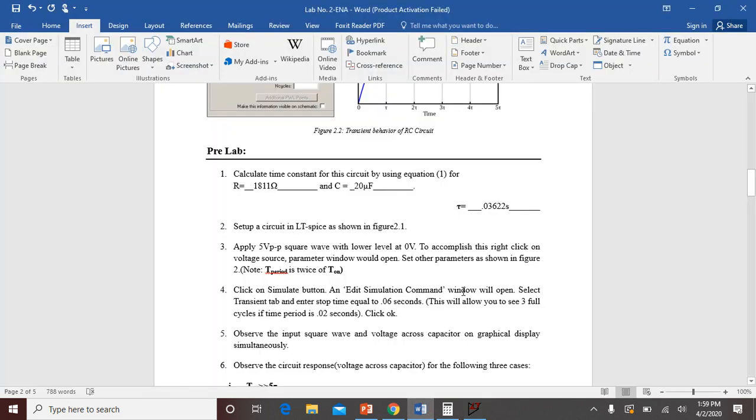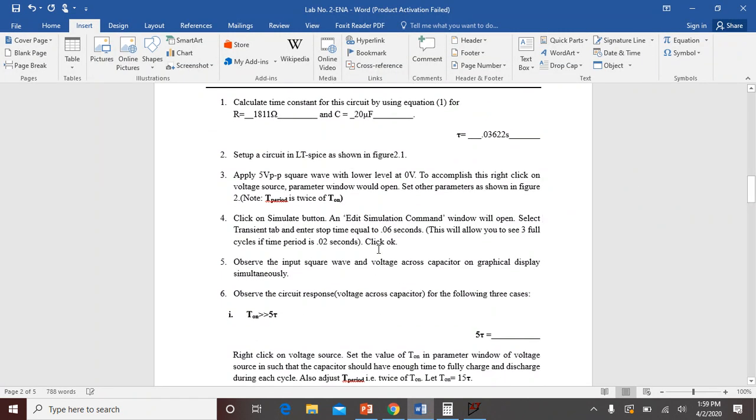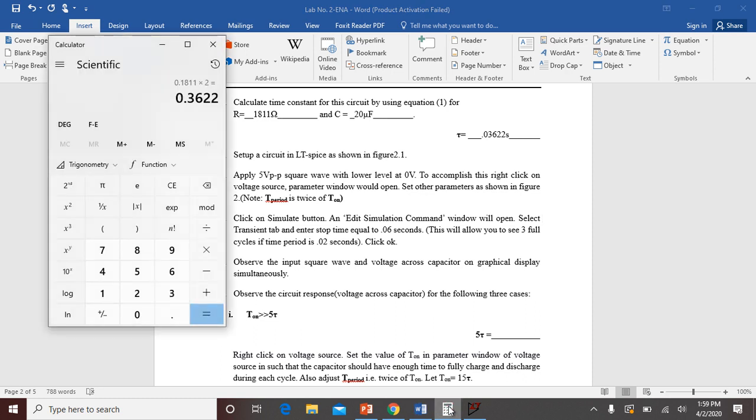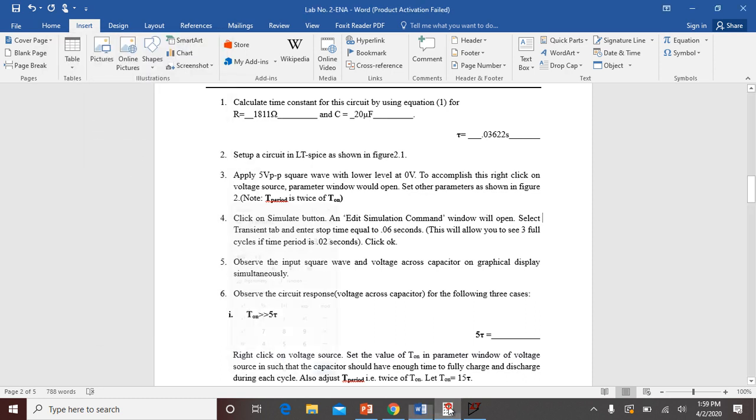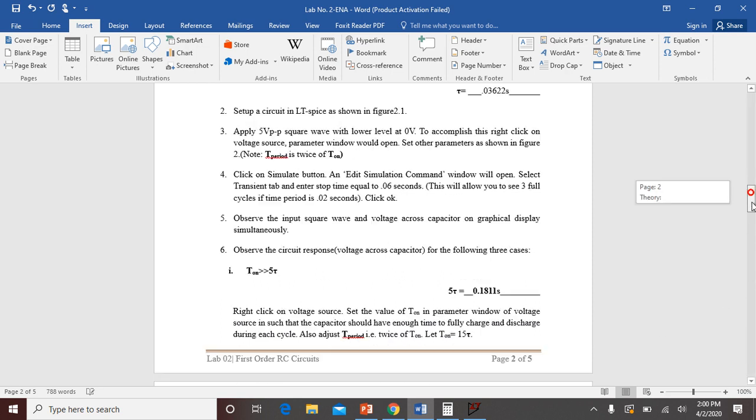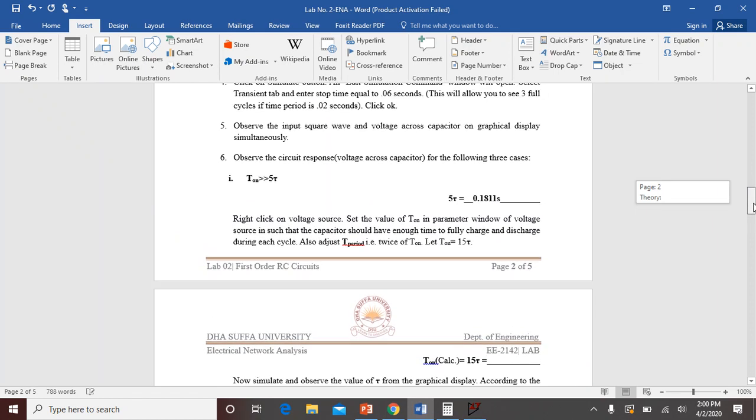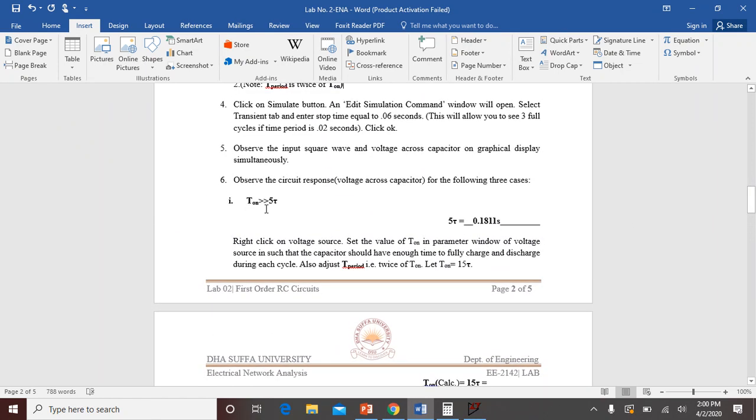Now let's come back towards the manual. It is mentioned that we have already done this, and 5 tau was coming to be 0.1811. You can write the unit as seconds, or as resistance in ohms times farad. Okay, so the next step is this.